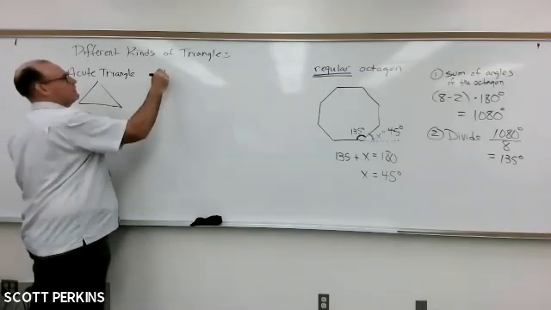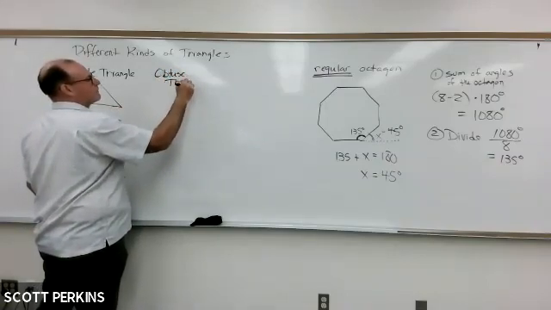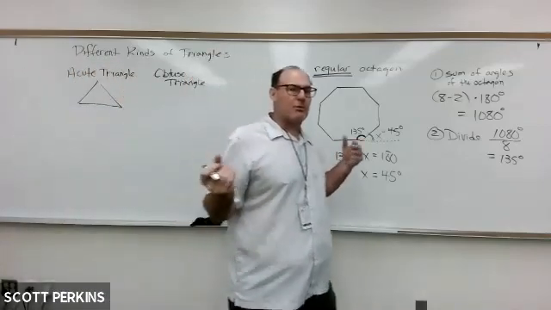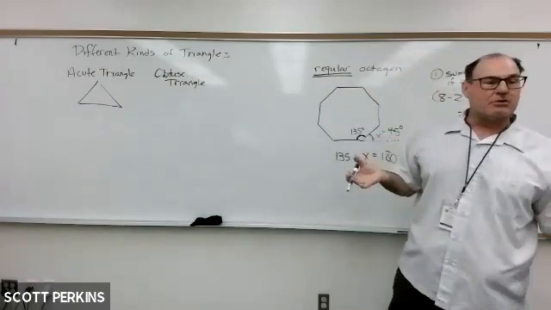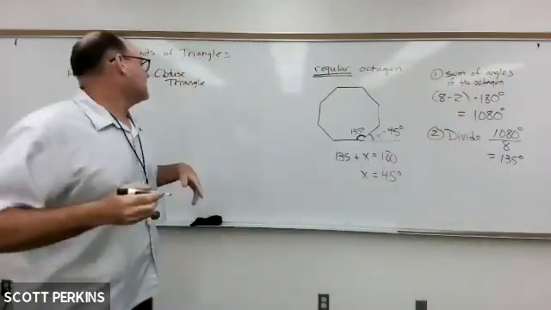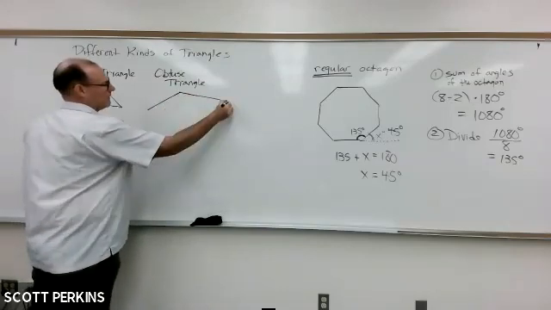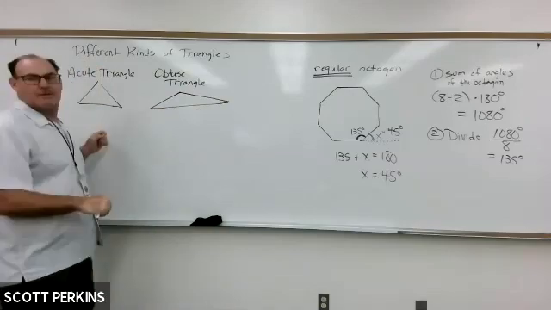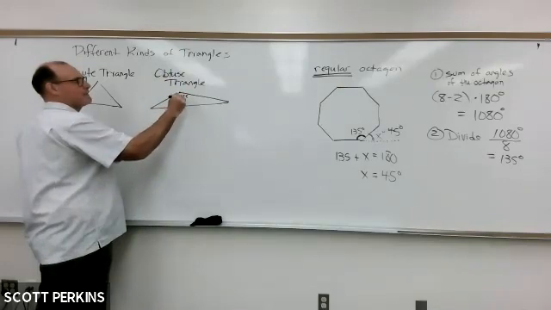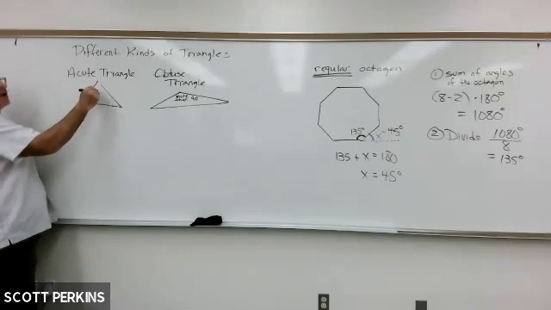An obtuse triangle. Well, again, as you're writing this down, the word obtuse, when we used it in reference to an angle, what is an obtuse angle? Bigger than 90, but less than 180. Yes, it's bigger than 90. So an obtuse triangle has an obtuse angle. So something like, there you go, that's nice and obtuse. So an obtuse triangle has an angle that's more than 90. An acute triangle has all angles that are less than 90.